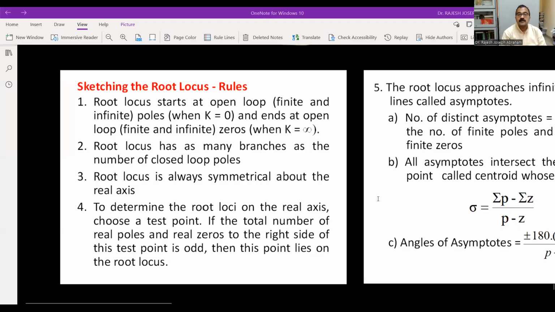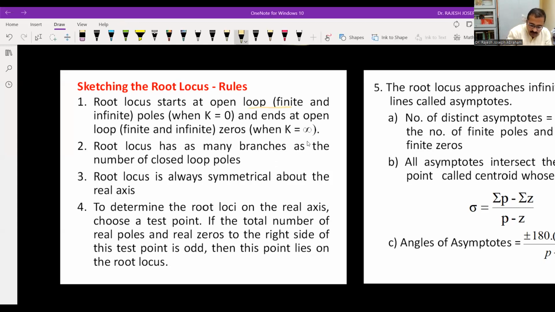Yeah. So a brief recap about constructing the root locus. What's the first step? Root locus starts at open loop poles and ends at open loop zeros. So keep in mind, open loop poles may be finite or it may be infinite. Similarly, open loop zeros can also be finite, or it may be at infinity when k tends to infinity. The root locus ends at open loop zeros.